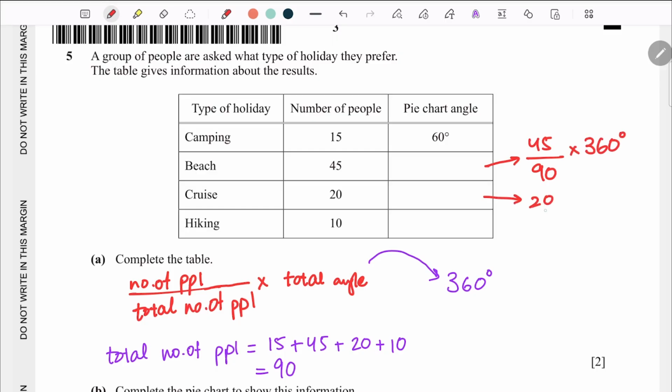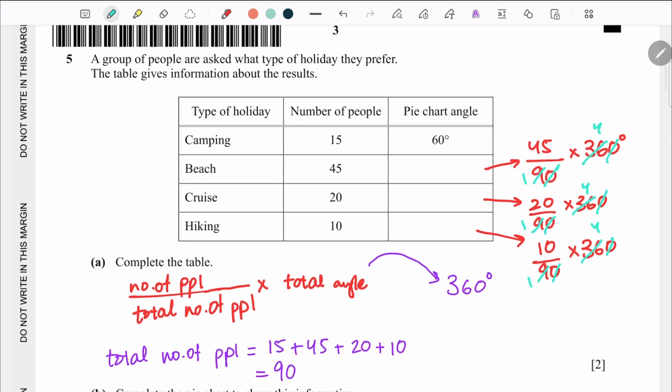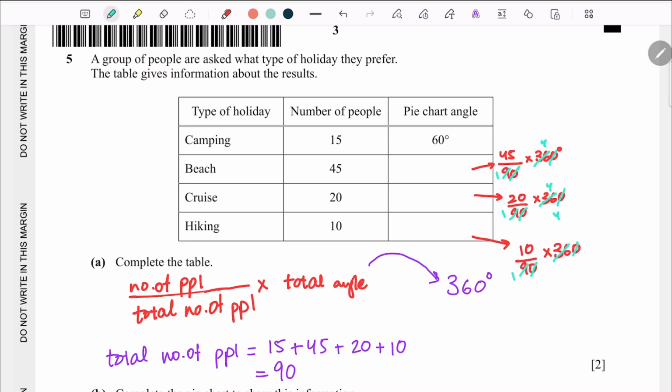This is going to be 20 over 90 multiplied by 360, and this is going to be 10 over 90 multiplied by 360 degrees. So when I'm simplifying it, 0 and 0 will cancel out in all. Then 9 ones are 9, 9 fours are 36. So all of these numbers will be multiplied by 4. So this is going to be 45 into 4, this will be 20 into 4, and this will be 10 into 4.